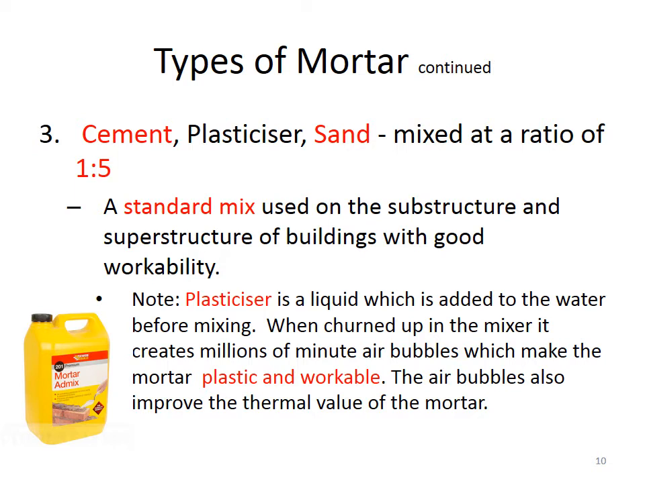So mix number 2 there with cement and sand, we use that below ground and above roof level, but without any plasticizer or without any lime added to it, it would be very difficult to work with. So we add the plasticizer in order to give the mortar good workability. So this is a standard mix used on the substructure and superstructure of buildings with good workability.